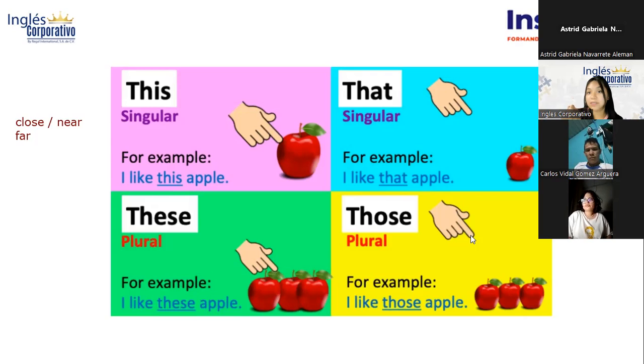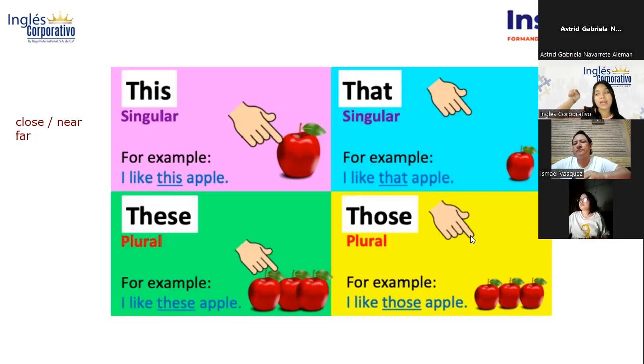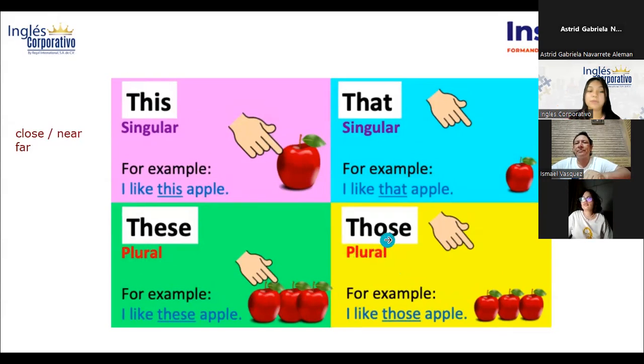These. ¿Lapiceros? Pens. Yes. These pens. Si solo los señala y dice esos lapiceros, those pens. Porque solo los va a señalar, ¿ok? No los está tocando, ¿ya? Cuando usted los toque, sería these o this. Y recuerde que tenemos para plural y singular, ¿ok? Ok, very good.